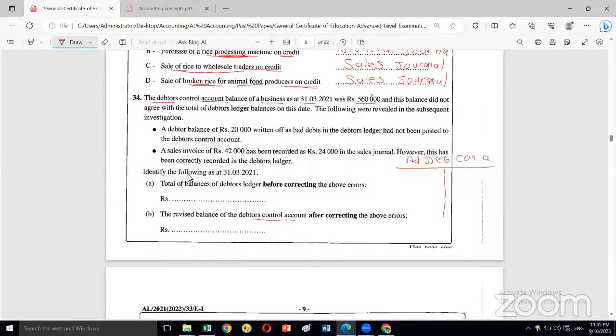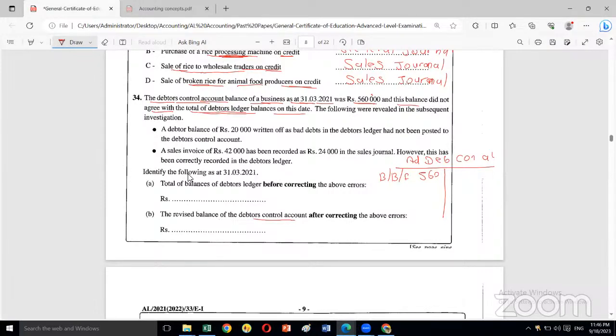Debtors control account. The debtors control account opening balance is how much? 560. So here I am going to record it as balance b/f. How much is the value? 560. The debtors control account balance of a business as at 31/3/2021 is how much? 560. And this balance did not agree with the total of the debtors ledger balance on this date.